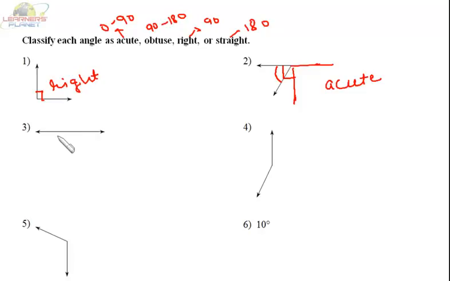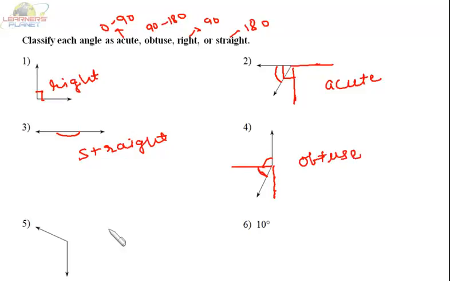Similarly, this is a straight line. So it's a straight angle. Here we can say this is 90 degrees and this angle is extra than 90. So it's more than 90, but it is less than 180. So it's an obtuse angle. Similarly, we can say this. It's more than 90 but less than 180. So further it is an obtuse angle.